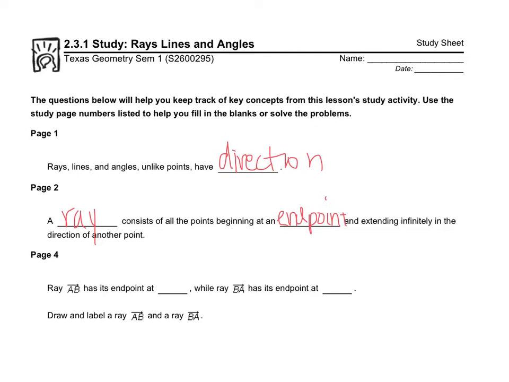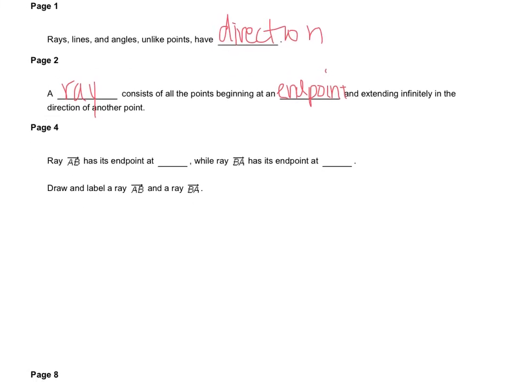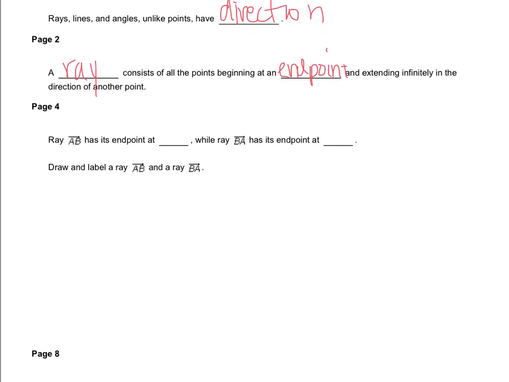What that means is, if I have a point here, I'm going to skip down here because they've given me an example. It says I'm supposed to draw ray AB. So ray AB would mean it starts at A, and here's point B. The difference between a ray and a line segment is it doesn't stop at B. It goes through B. That's what it means that it extends infinitely in the direction of another point. So this ray is extending infinitely in the direction of B.